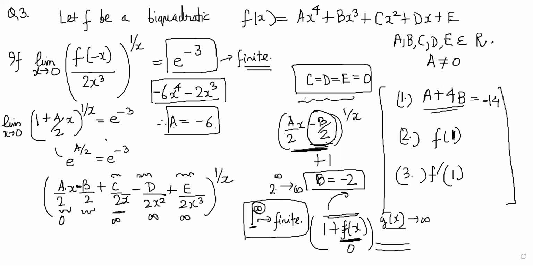f of 1 should be minus 6 minus 2, minus 8. f dash 1 will be minus 24 x cube minus 6 x squared, so at 1, minus 30. Right?